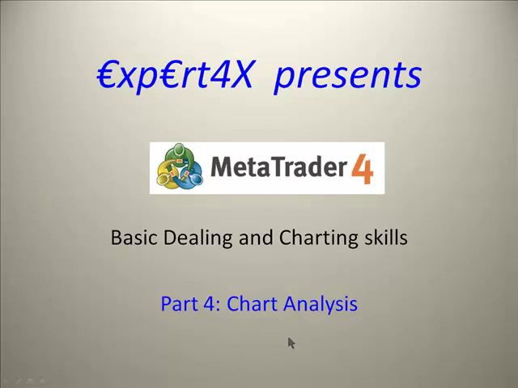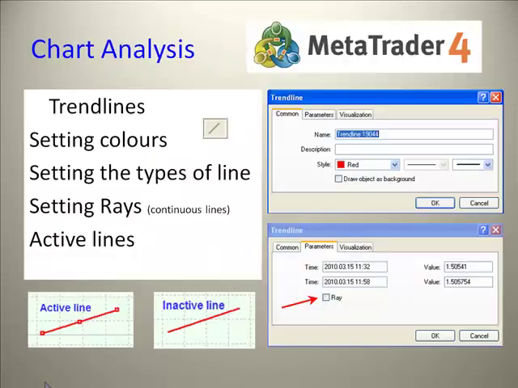We are presenting part 4, the chart analysis section of our basic dealing and charting skills course, focusing obviously on MetaTrader. So let's go to the first methods that we use to add more information to our charts, and one of the ways is by using trend lines. And I'll take you through this on a practical basis to show you how trend lines are drawn, and how active trend lines and inactive trend lines work, and how rays work, and how you can set the colors and all that. So let me quickly just pull up a chart.